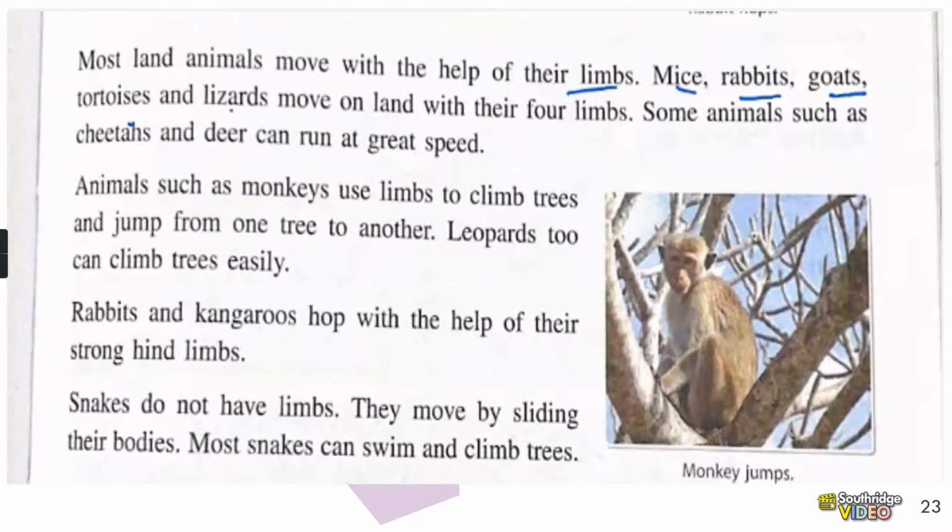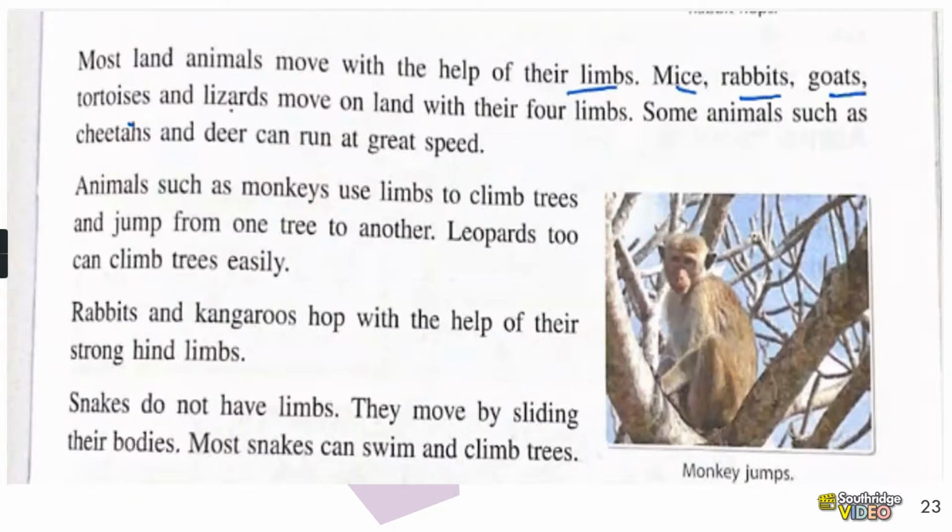Most land animals move with the help of their limbs. Mice, rabbits, goats, tortoises, and lizards move on land with their 4 limbs. Some animals, such as cheetahs and deer, can run at great speed. Animals such as monkeys use limbs to climb trees and jump from one tree to another. Leopards too can climb trees easily as they have very little weight. Tigers and lions can't climb trees as they are very heavy.